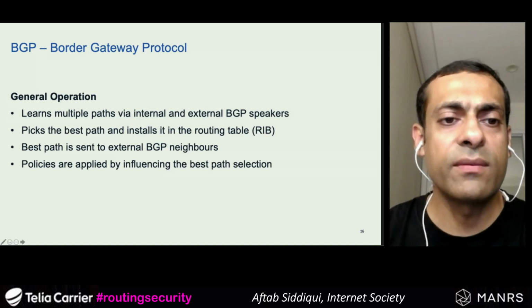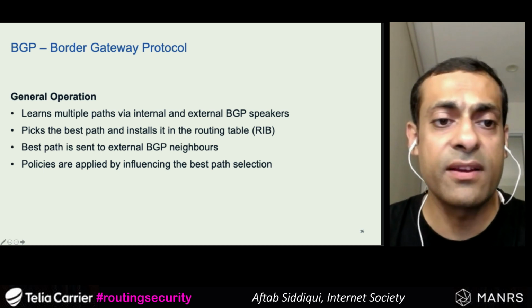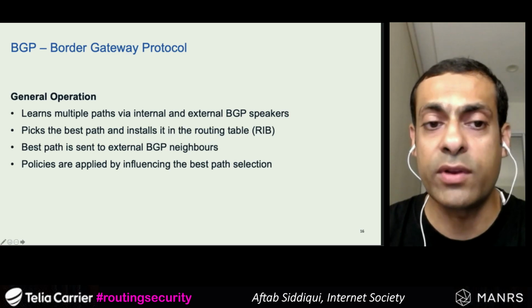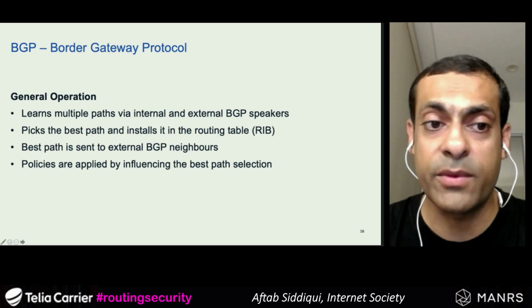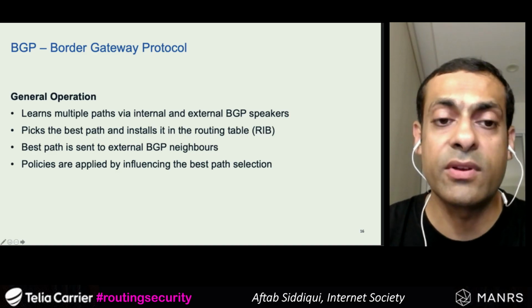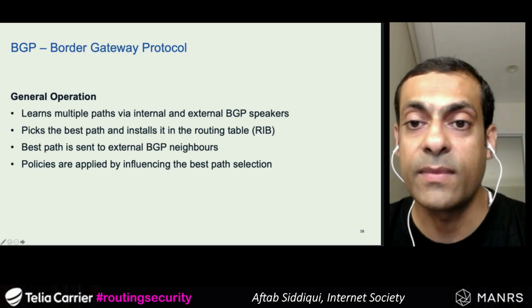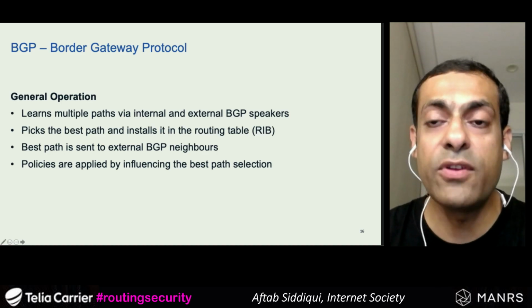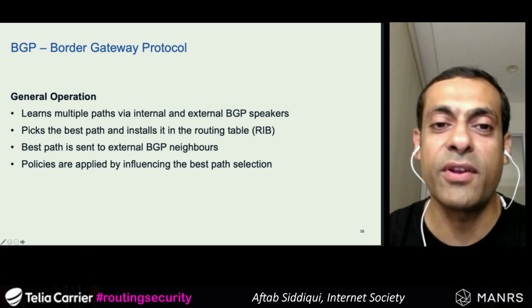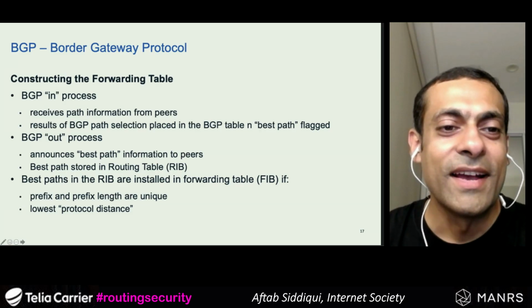Certain general information. BGP learns multiple paths via internal and external BGP speakers. It picks the best path and installs it in the routing table, which is called the RIB, Routing Information Base. The best path is then sent to the external BGP neighbors, called eBGP. Policies are applied by influencing the best path selection. If you know BGP, this is just a refresher for you, saying, okay, I know everything, let's move on.